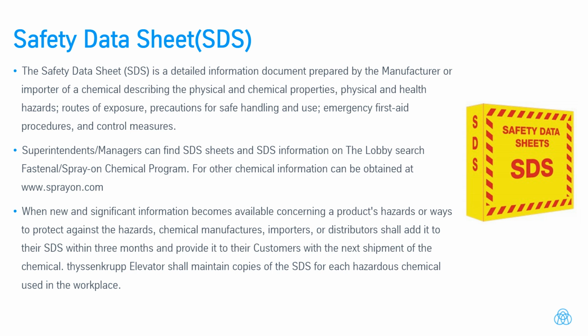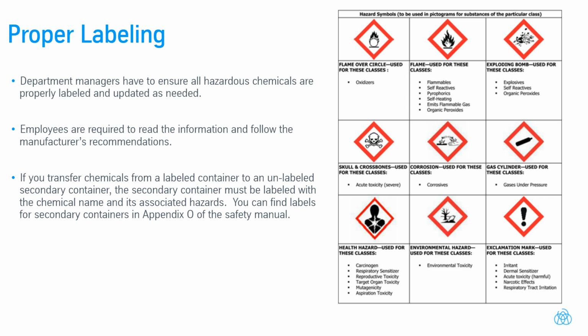www.sprayon.com. When new and significant information becomes available concerning a product's hazards or ways to protect against the hazards, chemical manufacturers, importers, or distributors shall add it to their SDS within 3 months and provide it to their customers with the next shipment of the chemical. TKE shall maintain copies of the SDS for each hazardous chemical used in the workplace. Department managers have to ensure all hazardous chemicals are properly labeled and updated as needed. Employees are required to read the information and follow the manufacturer's recommendations.